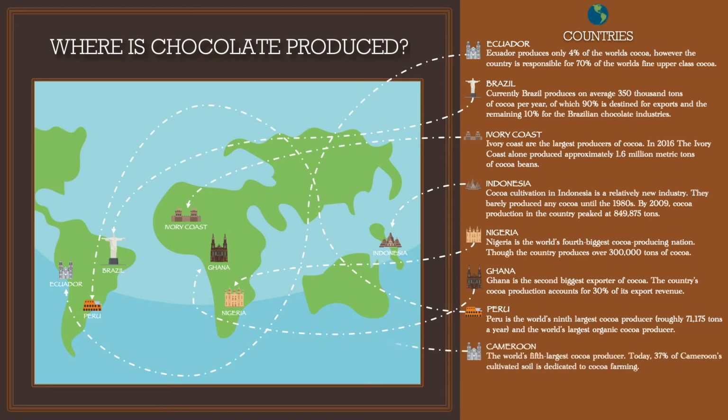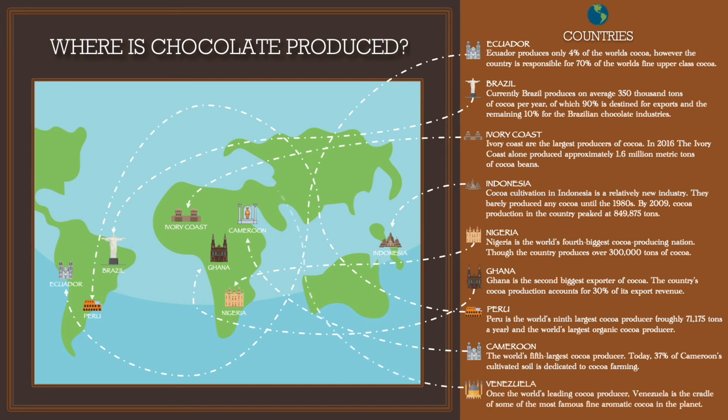Cameroon. The world's fifth largest cocoa producer. Today, 37% of Cameroon's cultivated soil is dedicated to cocoa farming. Venezuela. Once the world's leading cocoa producer, Venezuela is the cradle of some of the most famous fine aromatic cocoa in the planet.